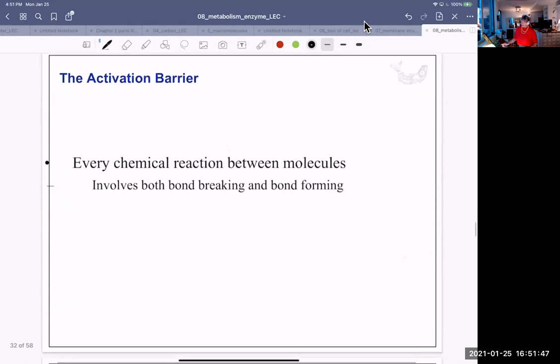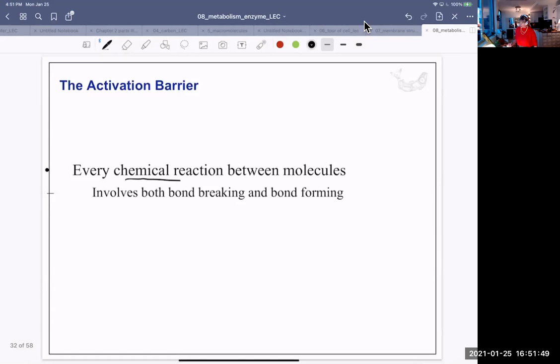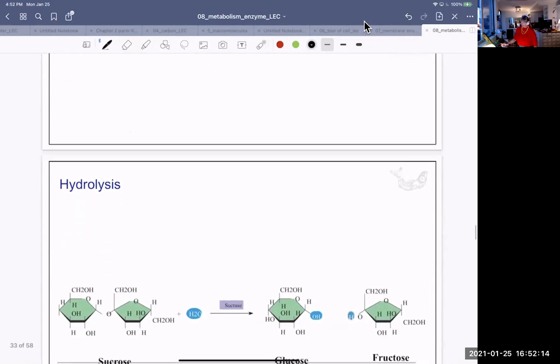So every chemical reaction between molecules involves bond breaking and bond forming. Something generally breaks, something generally forms. When you're pairing exergonic to endergonic reactions, both of those things happen. So what is an activation barrier? It's basically the barrier to those chemicals coming together in the right place at the right time. So that's an activation barrier.